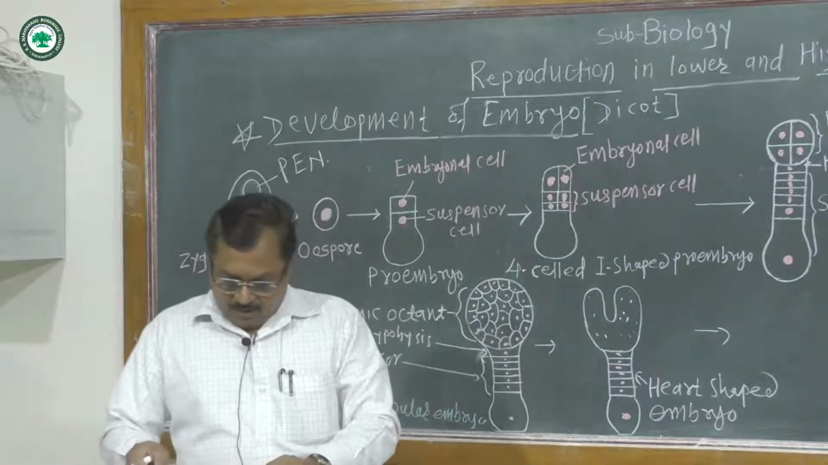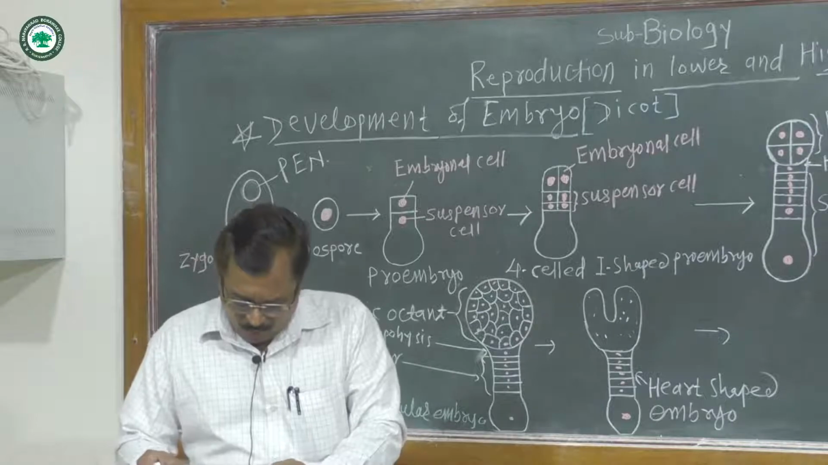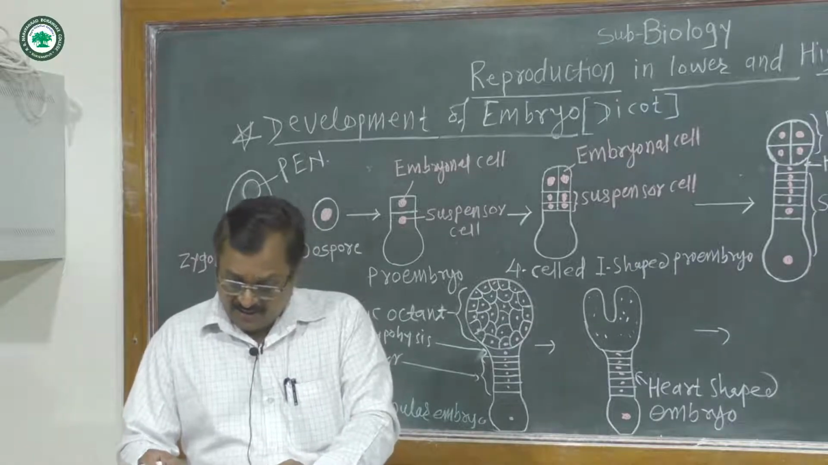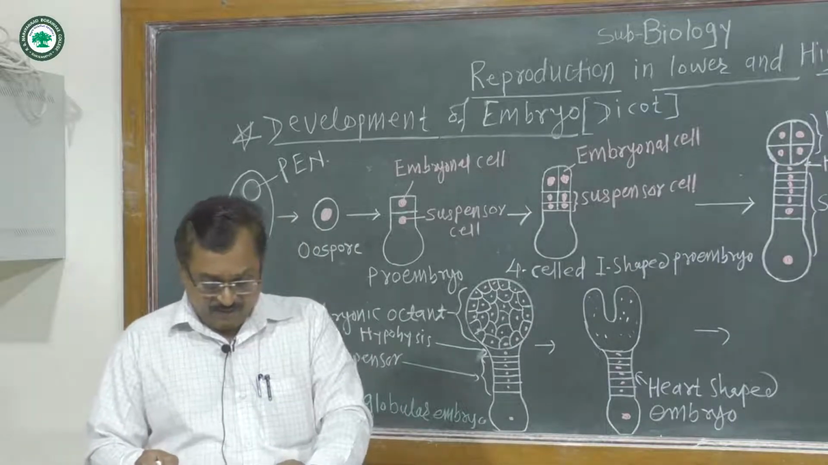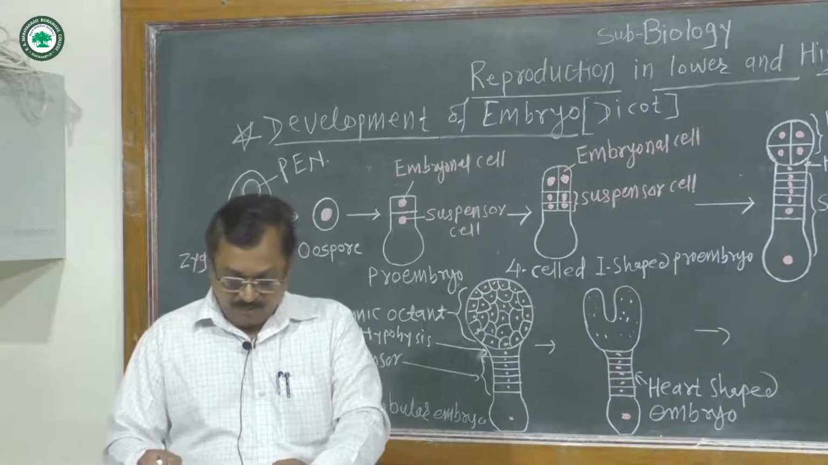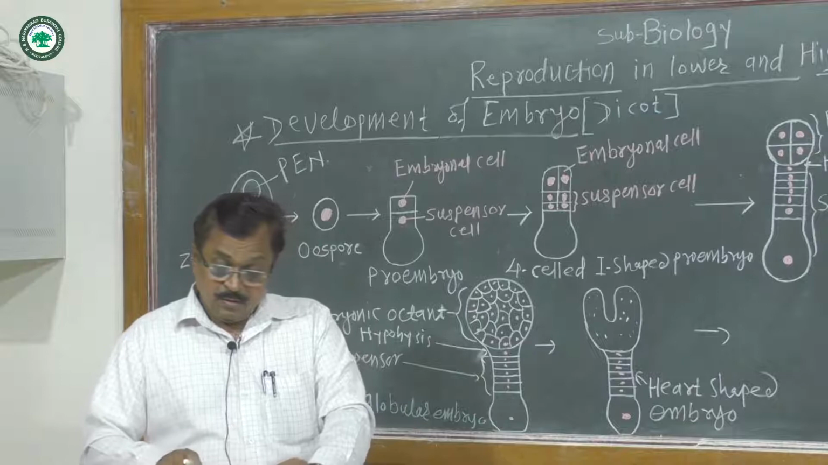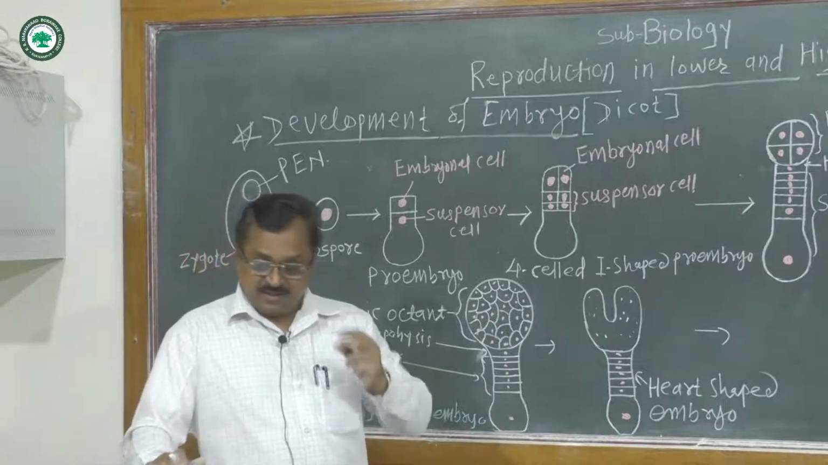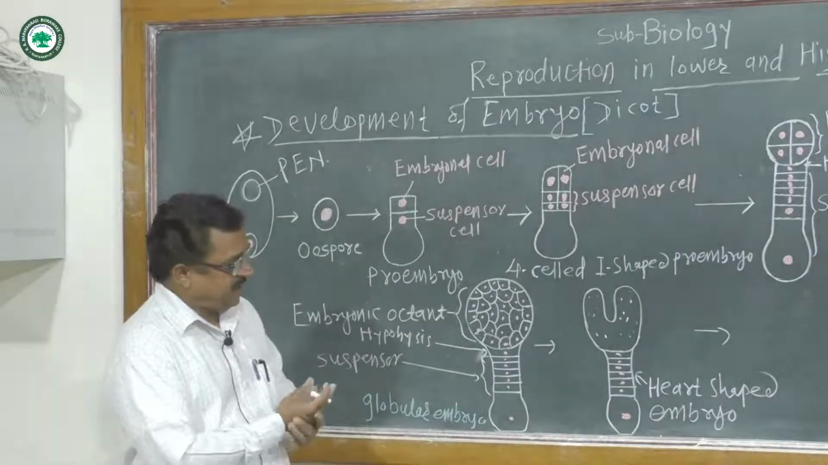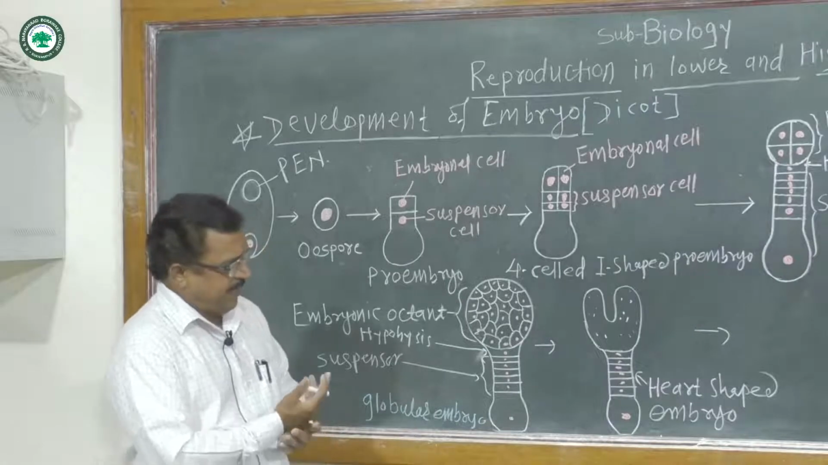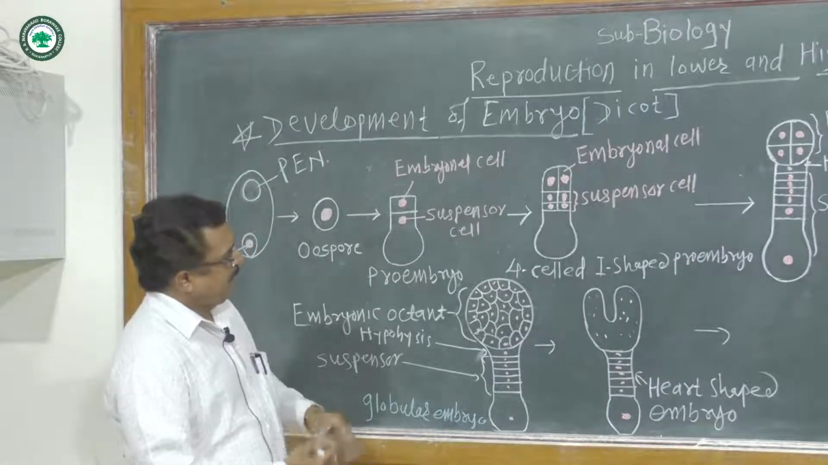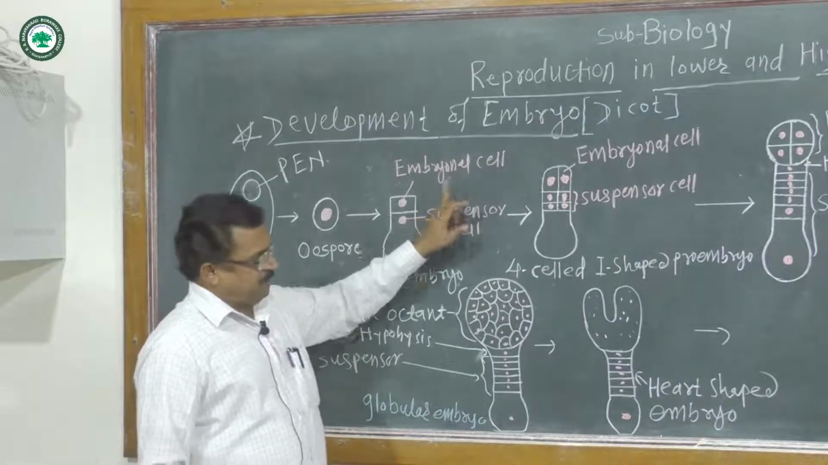From the outer tier the dermatogen is developed, and the inner mass of eight cells gives rise to the embryonal axis. The embryonal axis consists of plumule and radicle. In this way the development of dicot embryo takes place.